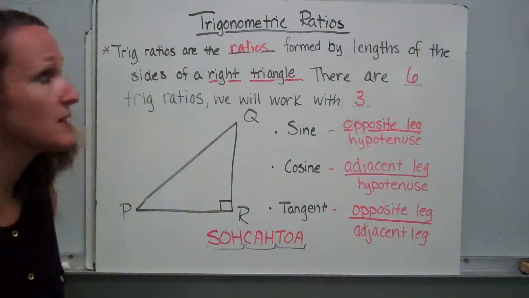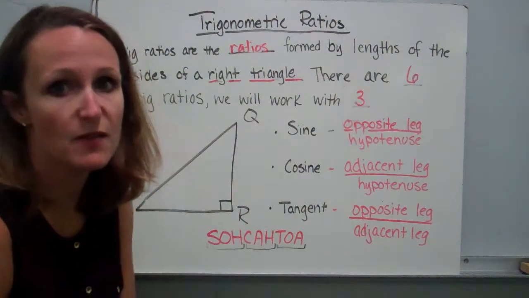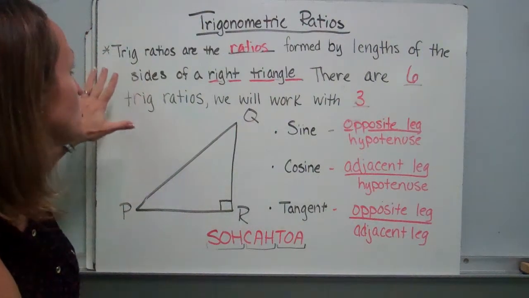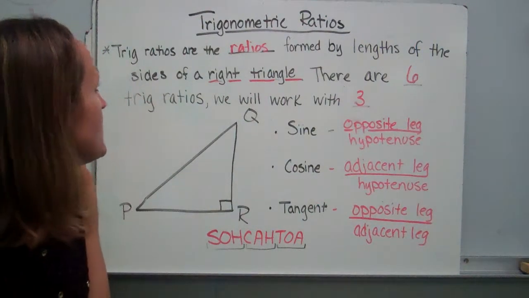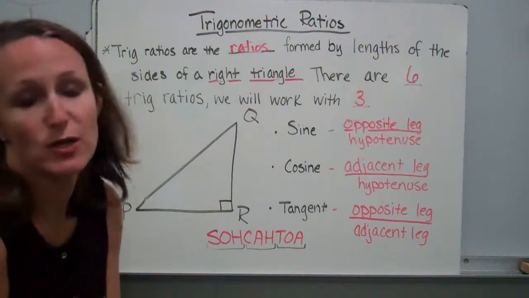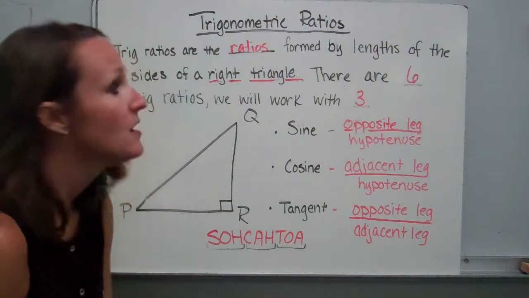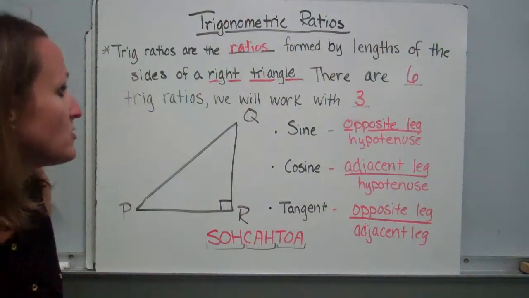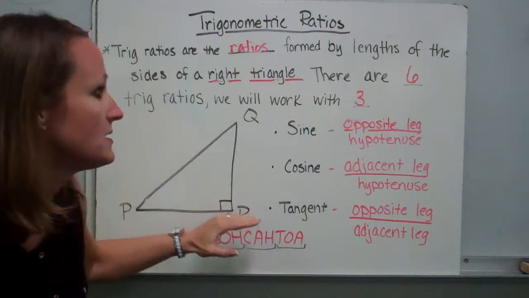Okay, in this video we're going to talk about the trigonometric ratios and the way to solve for different parts of a right triangle using these ratios. So trig ratios are the ratios formed by the lengths of the sides of a right triangle. There are actually 6 of them, but we're only going to work with 3 of them. So these 3 ratios are sine, cosine, and tangent.